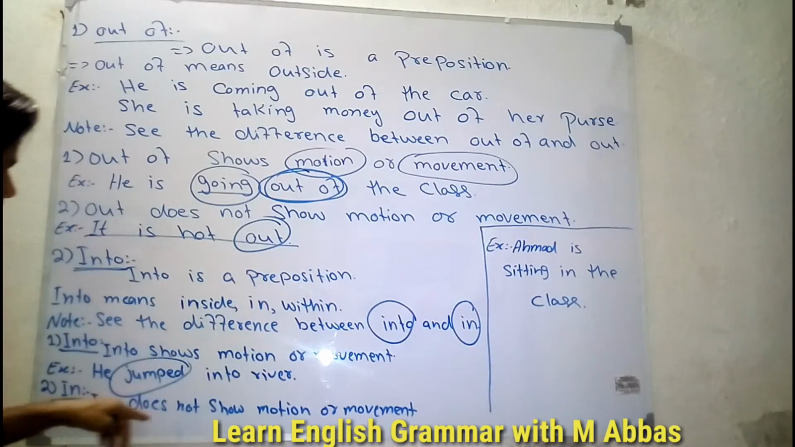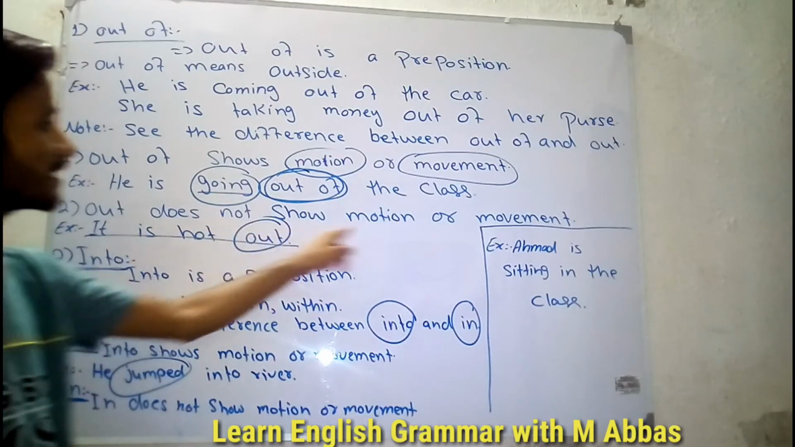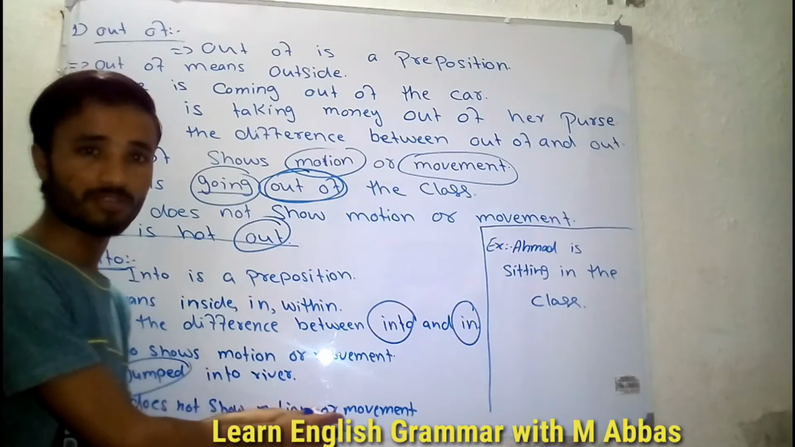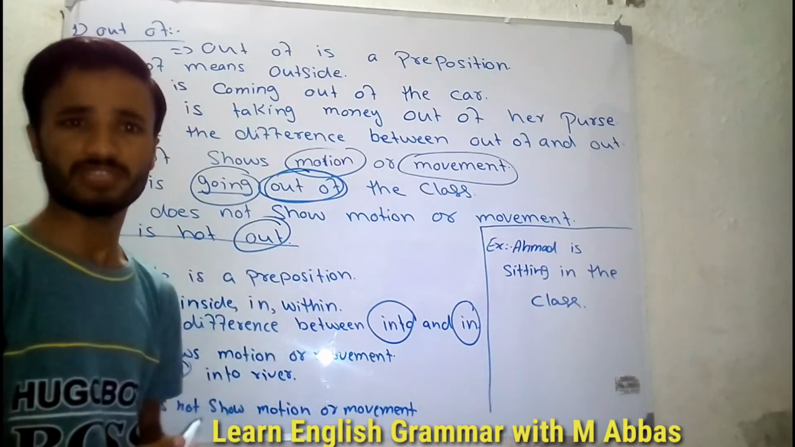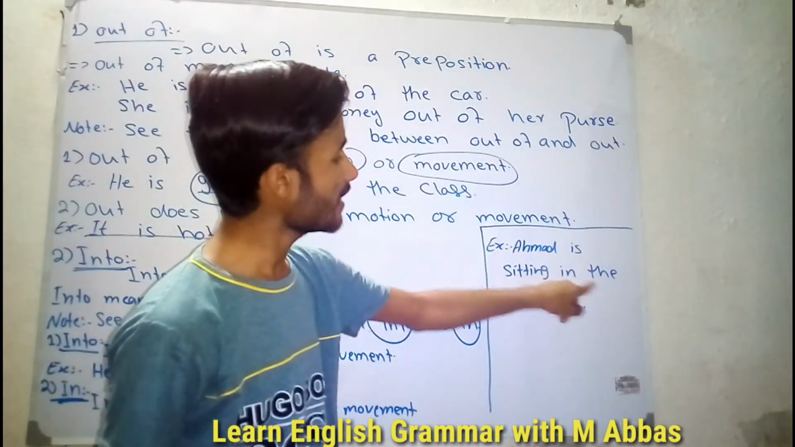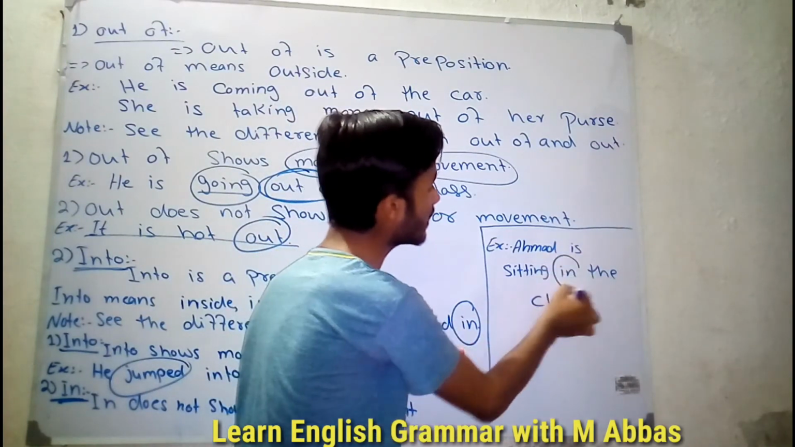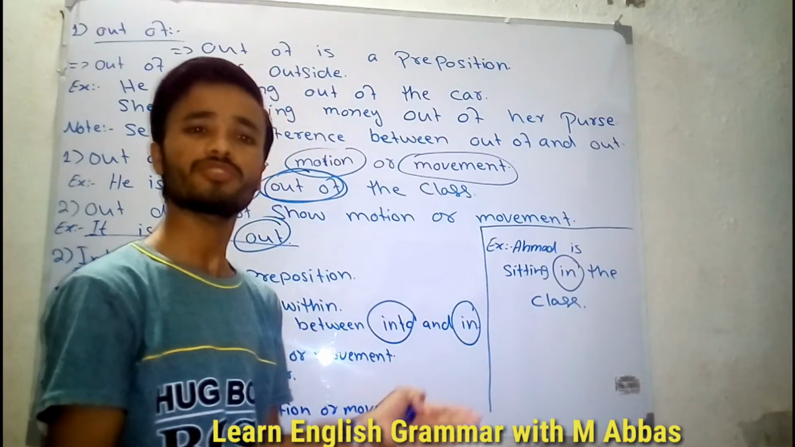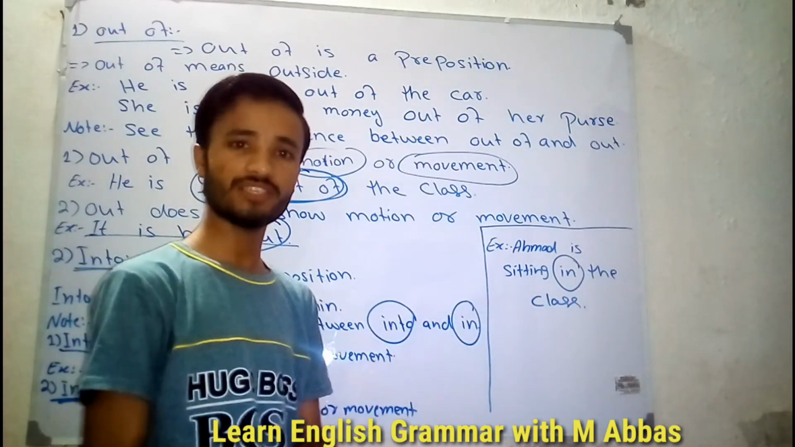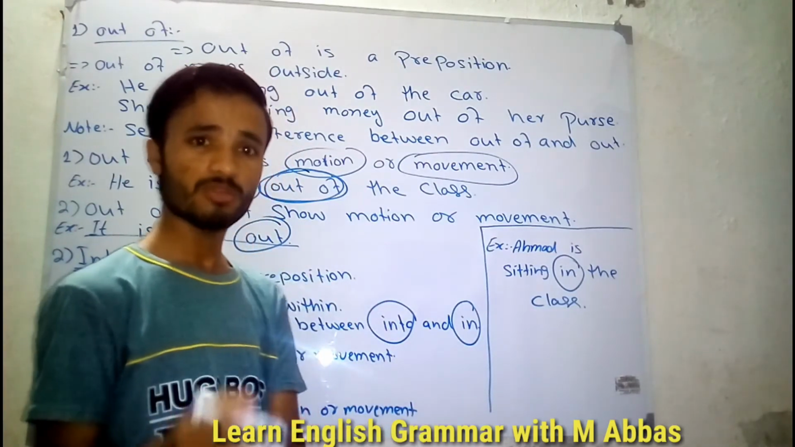See, now what does in say? In does not show motion or movement, just like out of. Here out of doesn't show any kind of motion or movement, and here in doesn't show any kind of motion or movement, or any kind of action as well. Is this clear? See the example of in. Ahmed is sitting in the class. So here we do not have any kind of motion, right? This in shows no action, no motion or no movement, because Ahmed is sitting in the class. He is already in the class and is sitting in the class. He is not moving from his place.